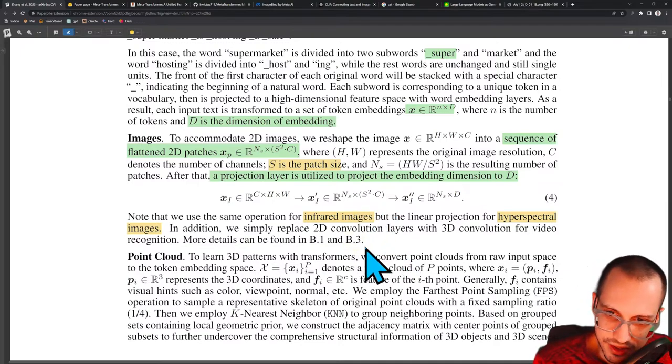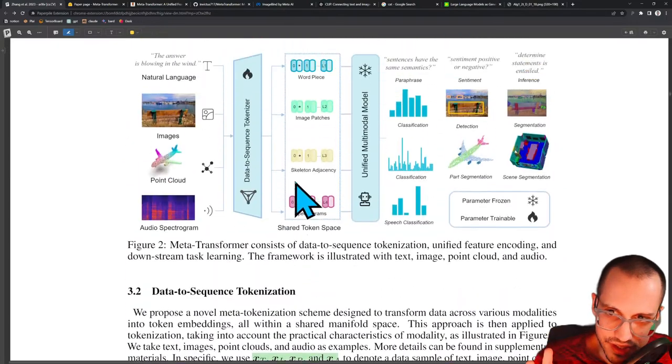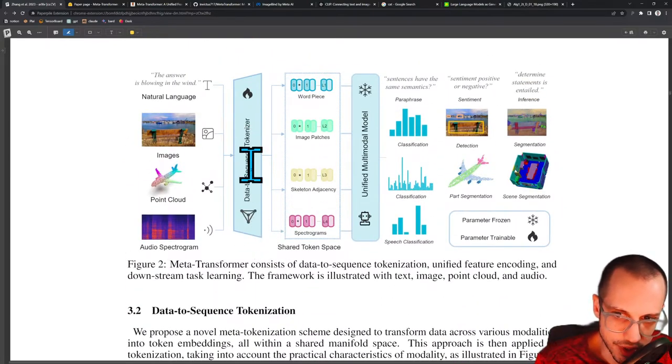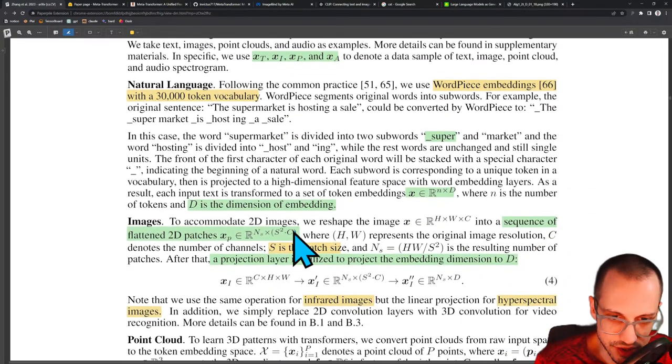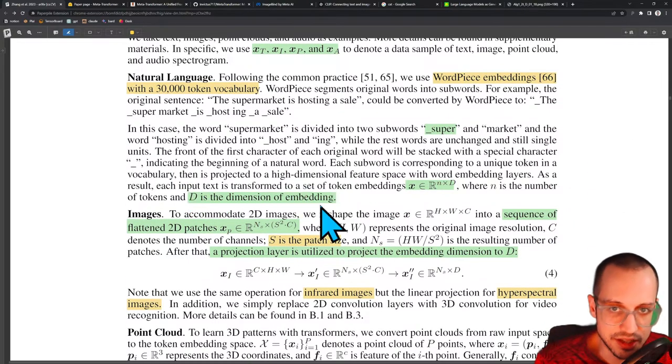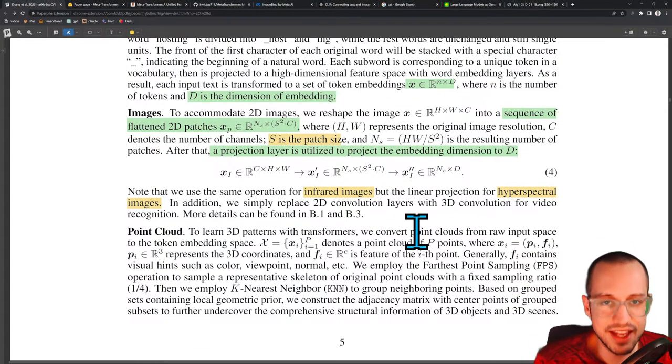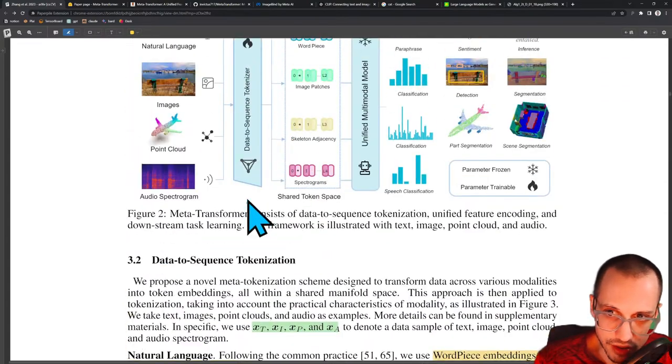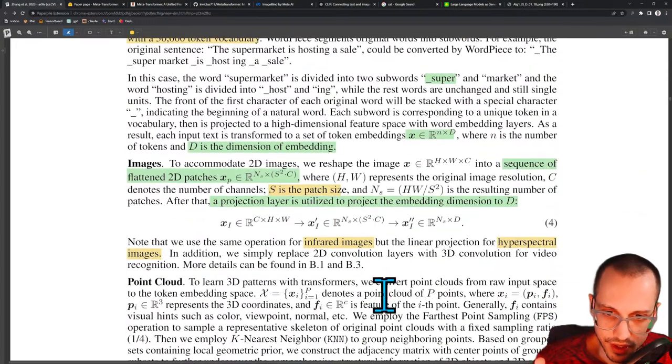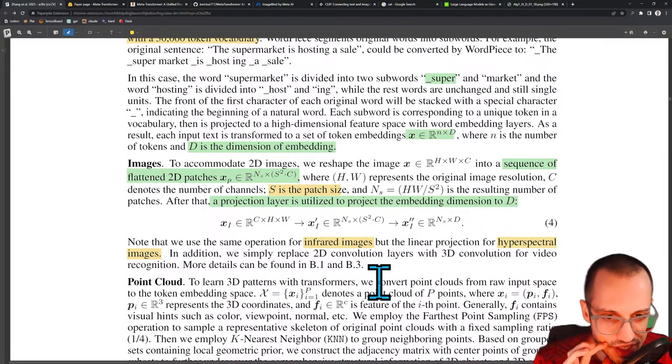So they're not starting from the raw data. This supposedly shared tokenizer is not actually consuming a raw audio spectrogram the same way that it consumes text. These things are already being projected into some D-dimensional embedding, and then they're being fed into this shared tokenizer. So that's kind of what I meant by it being a little bit misleading.